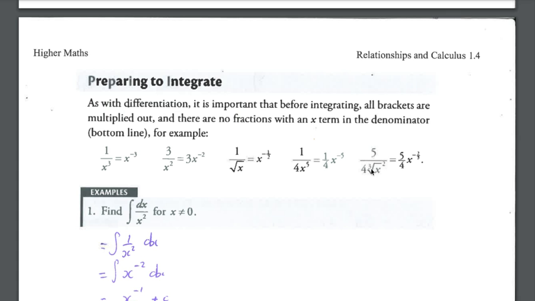5 over 4 multiplied by the cube root of x squared. Remember here, top number's the power, bottom number's the root, so that would be x to the power negative 2/3, and the 5 and the 4 basically stay where they are, so it'll be 5/4 x to the power negative 2/3. Okay, so we're going to be using our indices rules, such as the ones here, to answer some of these questions.